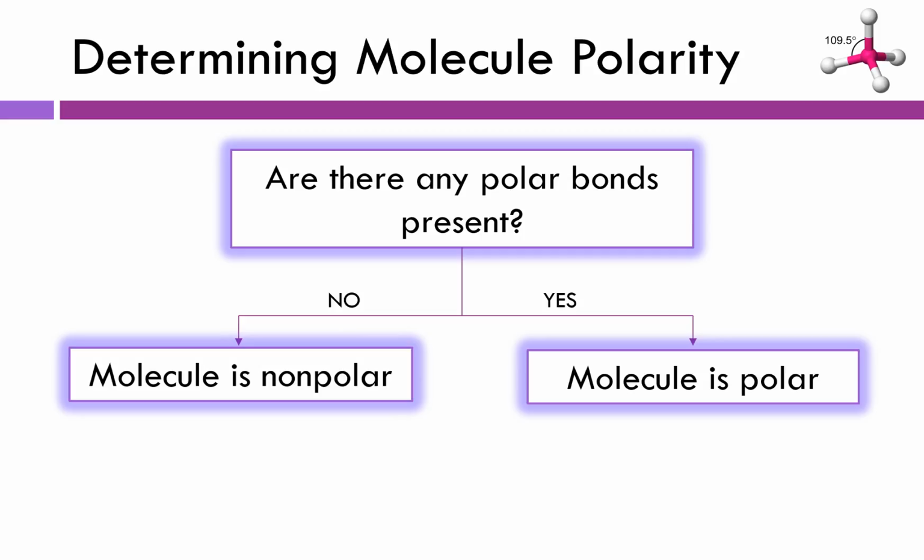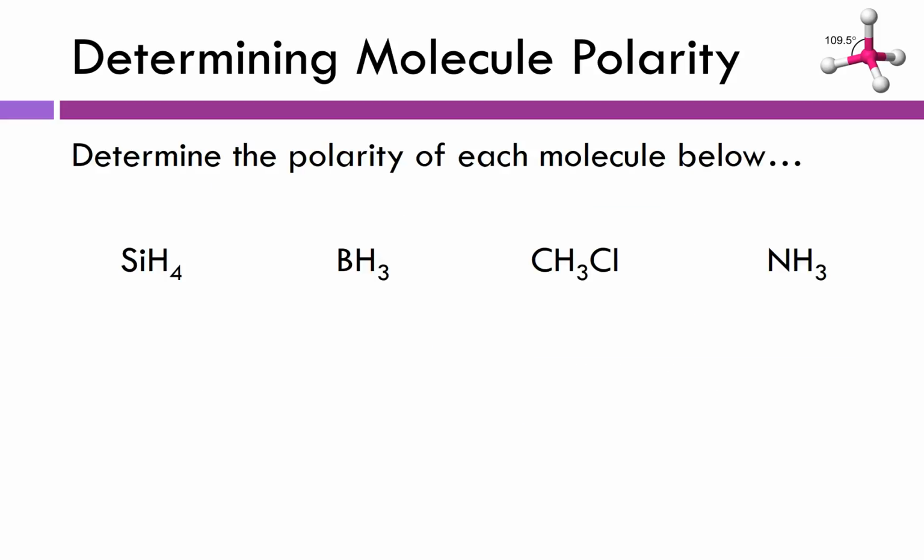So this sounds like a whole lot of hoops to jump through and assessments that you have to make. So let's do a little bit of practice with it. Determine the polarity of each molecule below. Well, first thing you want to do is draw the correct Lewis structure. So pause the video and draw them now. All right, let's check these out.